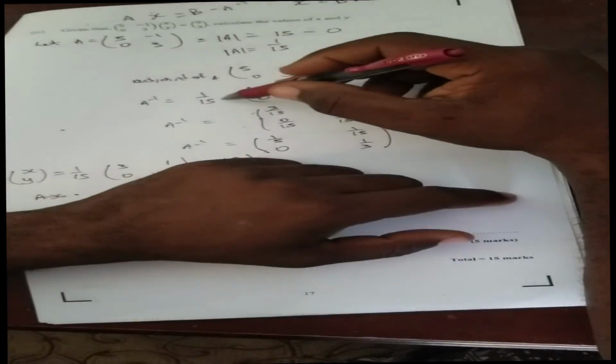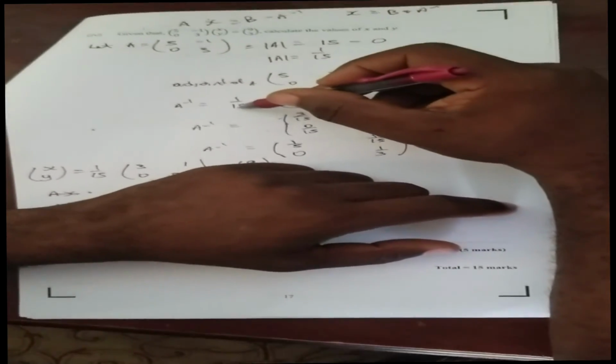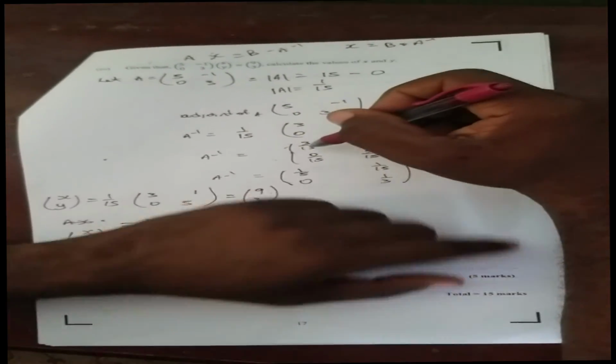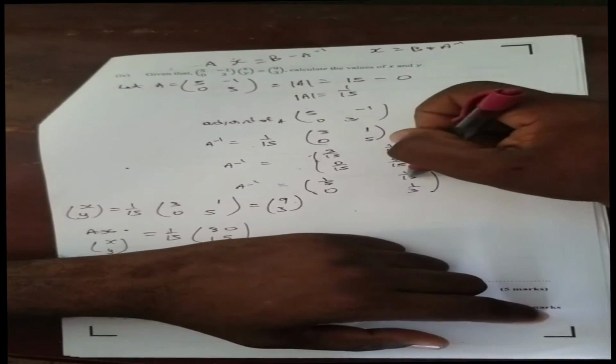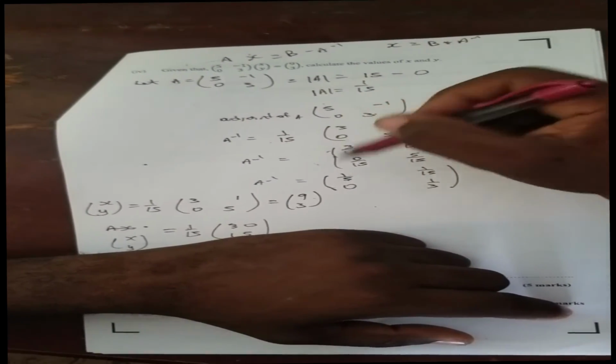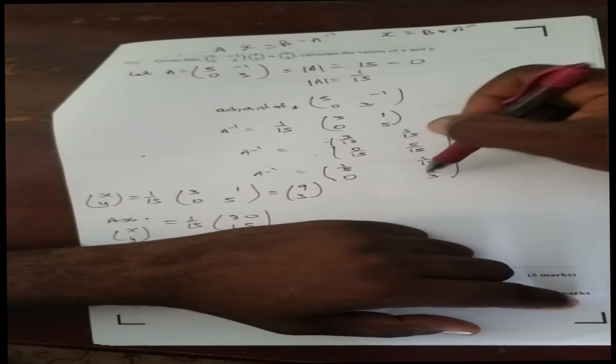Then we multiply 1 over the determinant by our adjoint. It would be 1 over 15 times 3, that is equal to 1 over 5. 1 over 15 times 1, that's equal to 1 over 15. 1 over 15 times 0, that is equal to 0. 1 over 15 times 5, that is equal to 1 over 3.